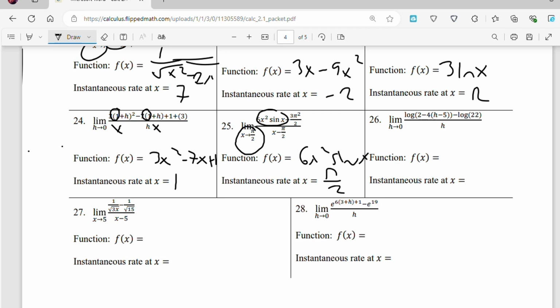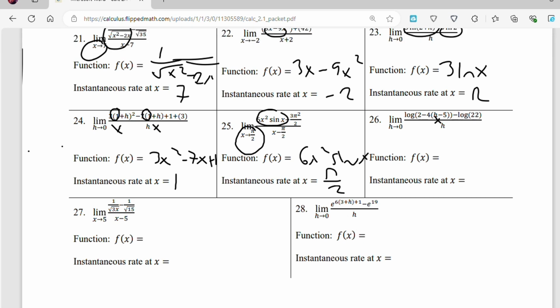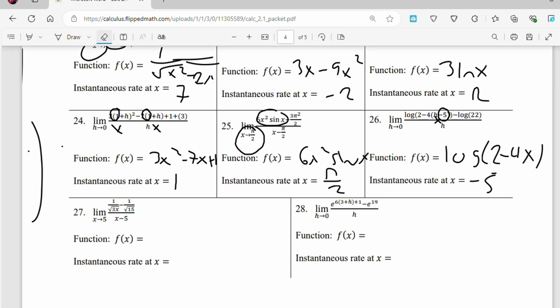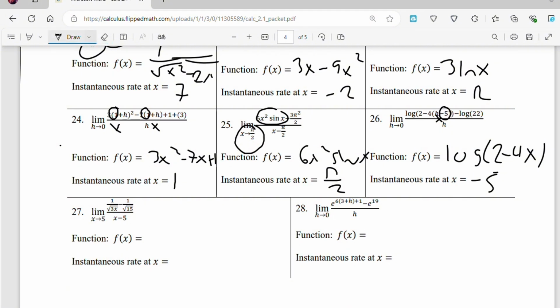This one can also definitely seem intimidating, but again, what I said before, I like to think of your h plus or h minus as your x. Log stays the same. 2 minus 4x, right? That h minus 5, that is your x. So log of 2 minus 4x is your function. And again, your instant rate of change is that constant next to your h, negative 5. Whoops, I keep making that mistake of drawing stuff. Okay.